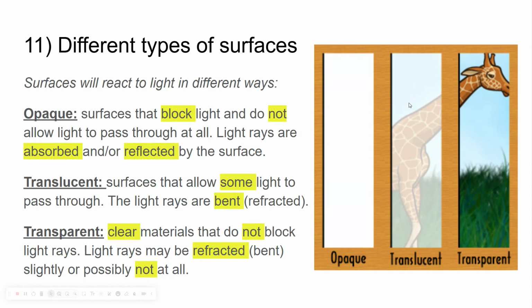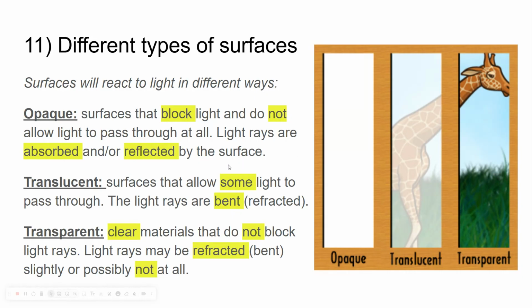Translucent means that you can kind of see through it, but not fully. Okay, so kind of like a foggy window or something. We would say that's translucent. And then transparent, you can see through it like it's invisible. So like a window or glass.